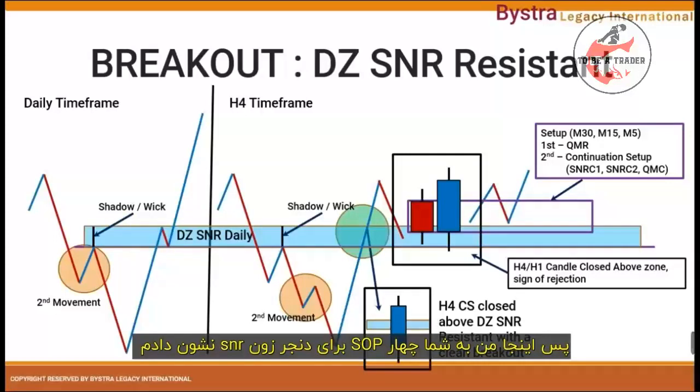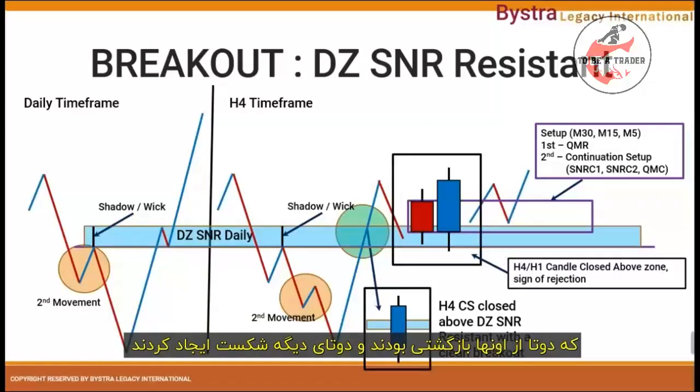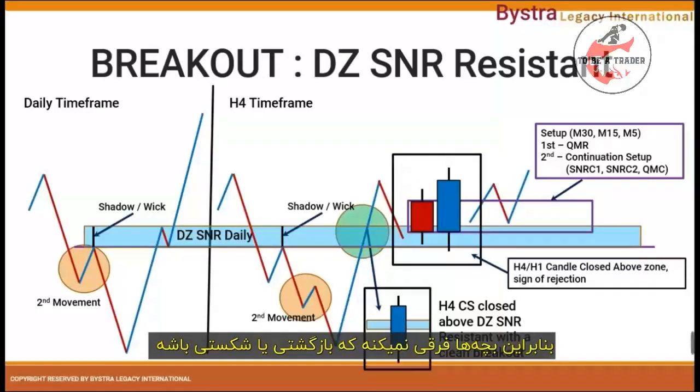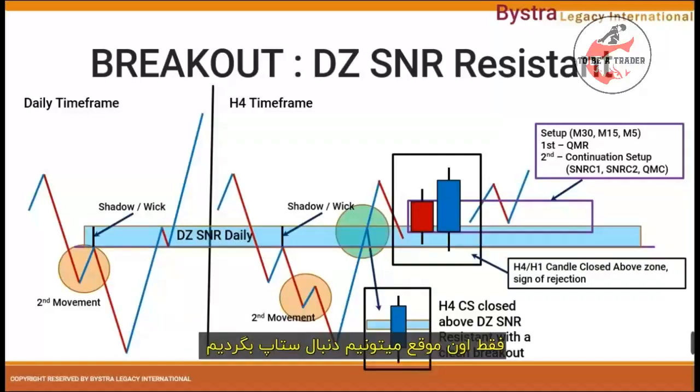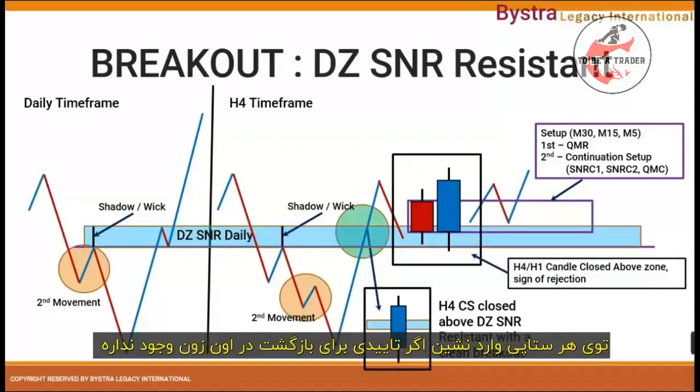So here I have shown 4 SOP for the danger zone SNR. 2 of them are the rejection, 2 of them are the breakout. So guys, it doesn't matter whether rejection or breakout, after the price has reacted, you have to wait for confirmation of rejection. Only then can we look for a setup. Please guys, always be patient for the confirmation of rejection. Do not enter any setup if there is no confirmation of rejection at the zone.